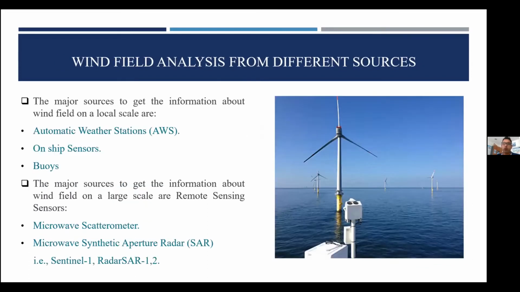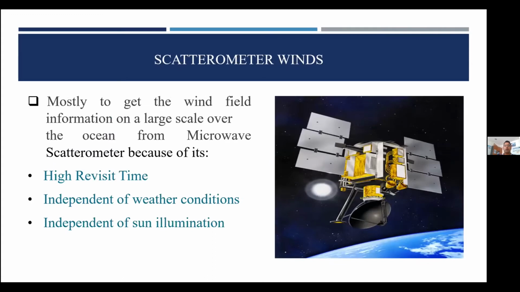on a large scale. For this reason, there are major sources to get information about the wind field on a local scale, like automatic weather stations, on-ship sensors or buoys. To get the wind field on a large scale, mostly remote sensing sensors are used, like microwave scatterometers or microwave synthetic aperture radar like Sentinel-1 and radars. No doubt, we get wind field information on a large scale using the microwave scatterometer because of its characteristics of high revisit time, independence of weather conditions and independence of light.